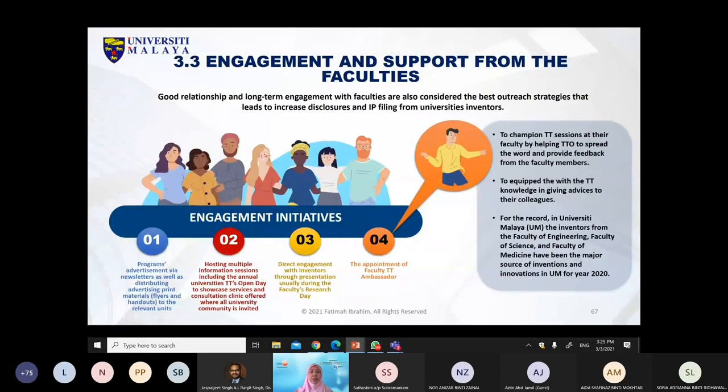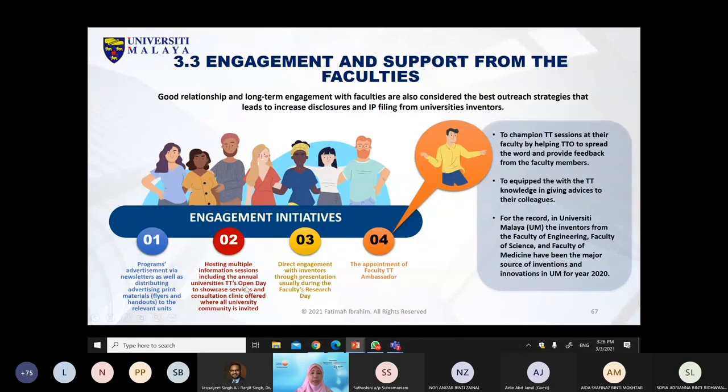So another thing, engagement and support from the faculty is very, very important. Under your university technology transfer, you yourself in your university, you have to do this engagement initiative. So one of the programs is to go to your website, have an advertisement, communicate with your researchers in your community, send a newsletter, update them on what the activities in your technology transfer are, advertise, send flyers, handouts, and then listen to them. And you also host multiple information centers, including an annual university tech transfer open day.